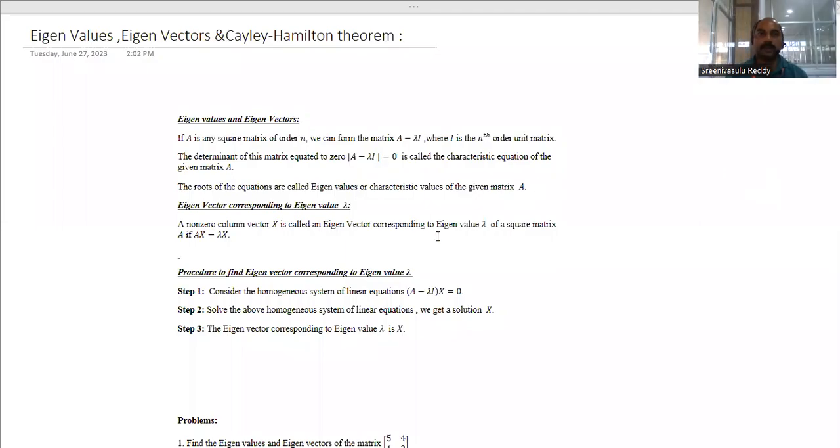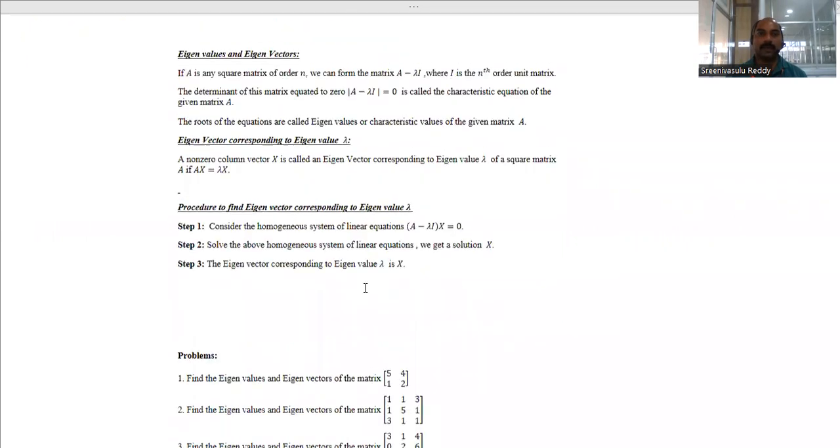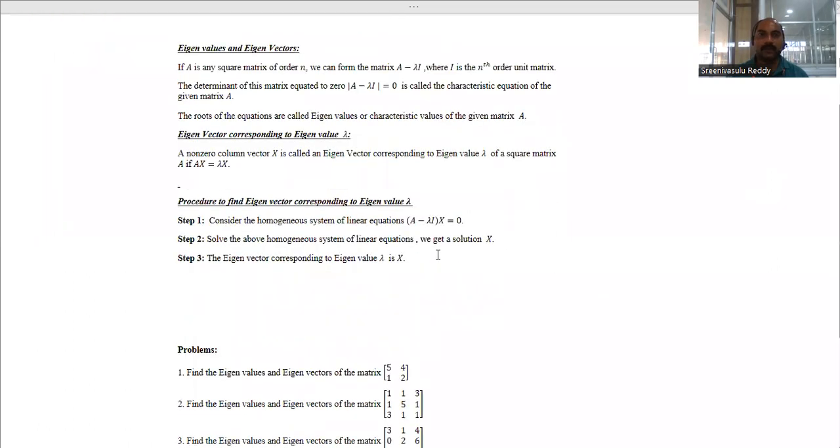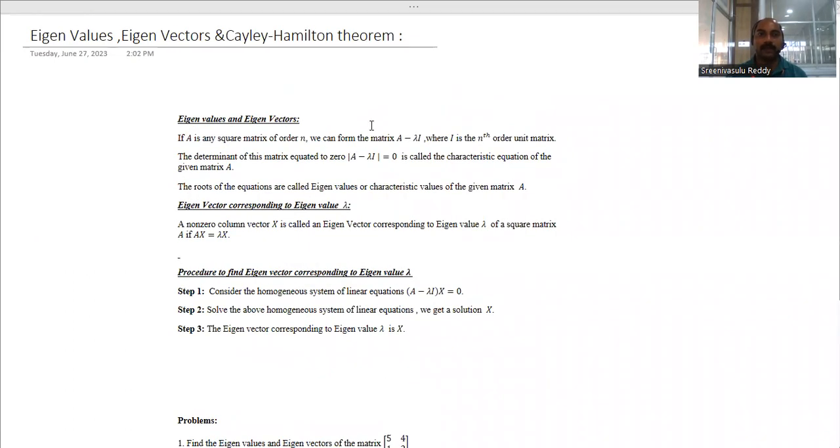So the next topic in module 1 is eigenvalues, eigenvectors, and the Cayley-Hamilton theorem. These three are common, not separate topics. These three are combined together. So what are eigenvalues and eigenvectors?